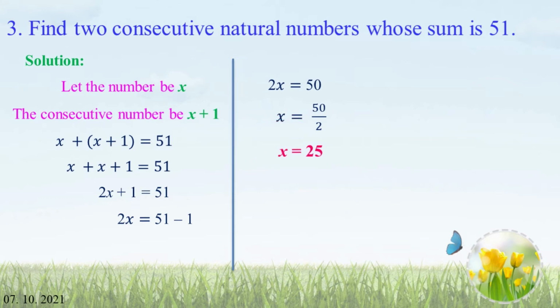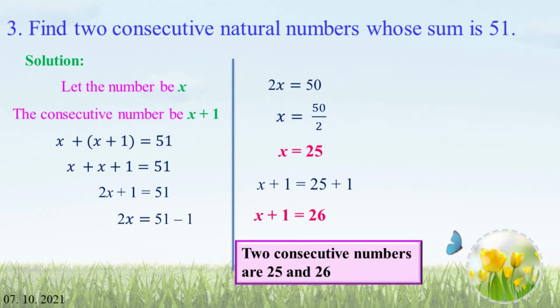So, one number is 25. Now, we find the second number. x plus 1 equals 25 plus 1. The value of x is 25, so 25 plus 1 will get 26. So, the two consecutive natural numbers are 25 and 26. Therefore, the two consecutive numbers are 25 and 26.